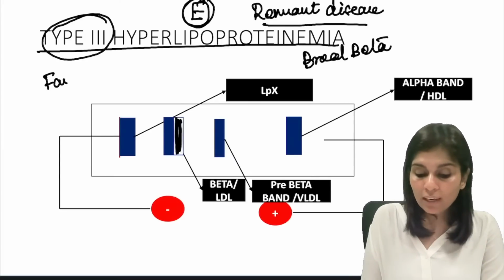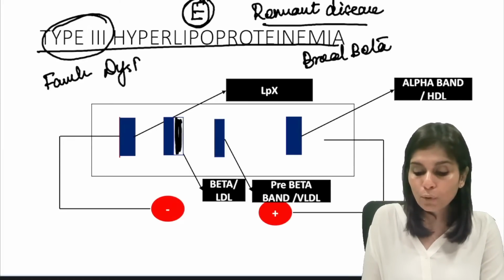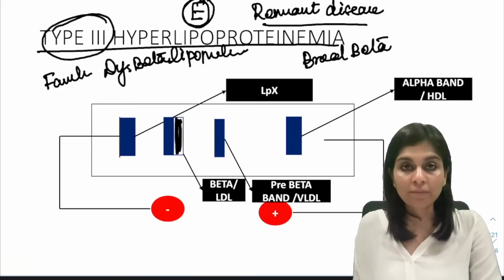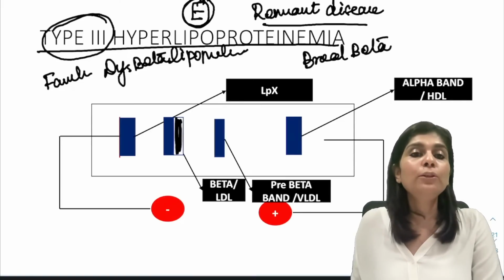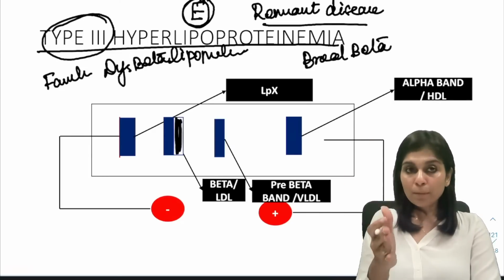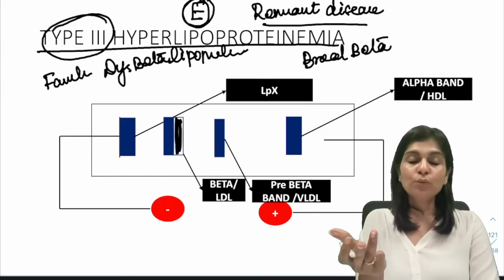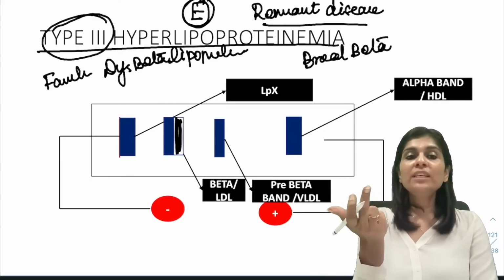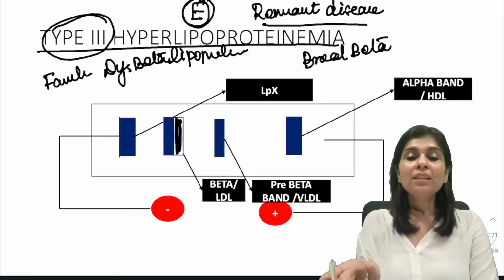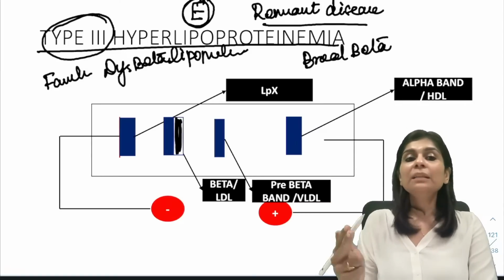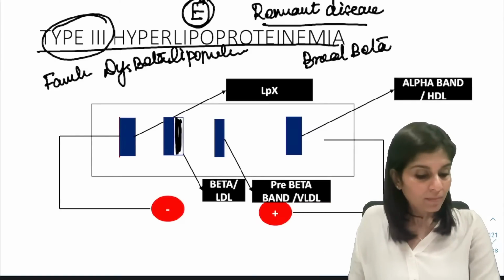It is also called familial dysbeta lipoproteinemia. Why do you call it familial dysbeta lipoproteinemia? Because you see a broader band in the beta region. So what are the conditions that you will be able to make a diagnosis using lipoprotein electrophoresis? If you see a band at the point of application, it is lipoprotein X, which is because of LCAT deficiency or because of obstructive jaundice. If you see a broad beta band, it is broad beta disease or familial dysbeta lipoproteinemia or remnant disease or type 3 hyperlipoproteinemia. Got it?